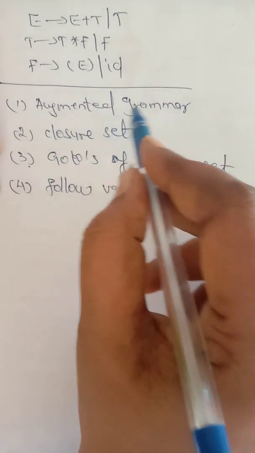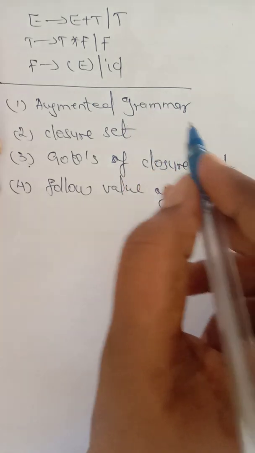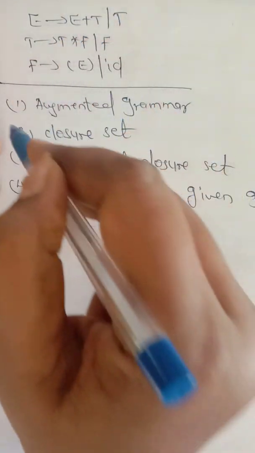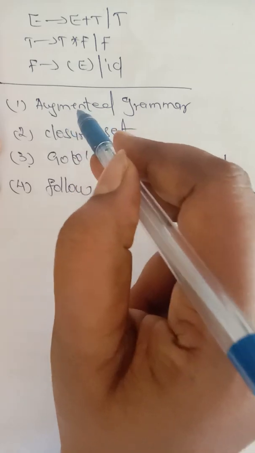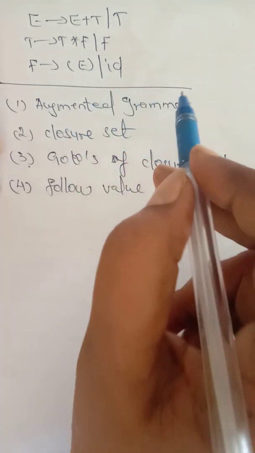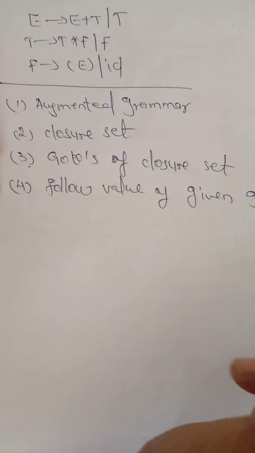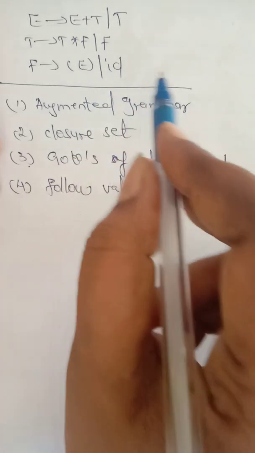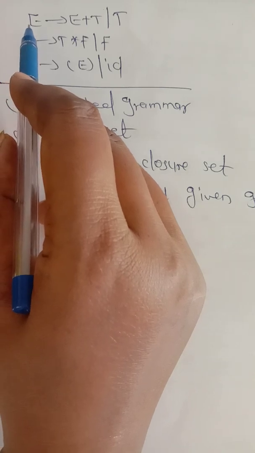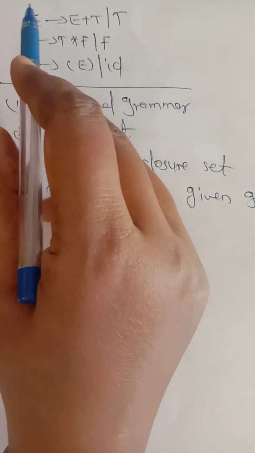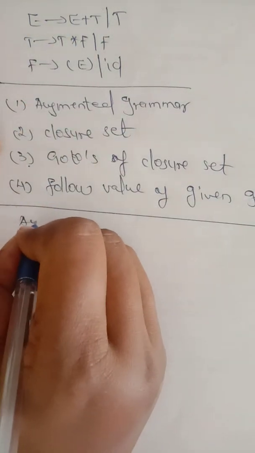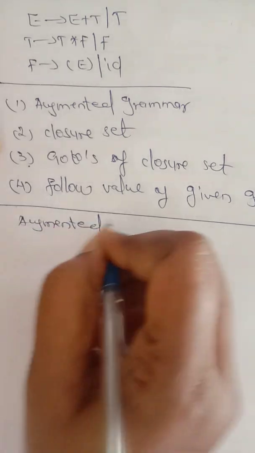So what does augmented grammar mean? Adding a new production to the existing given context free grammar is called an augmented grammar. That new production is used to indicate whether the string is accepted or not. The new production is always the starting variable name, dash, goes to that starting variable name. I am writing here what augmented grammar means.